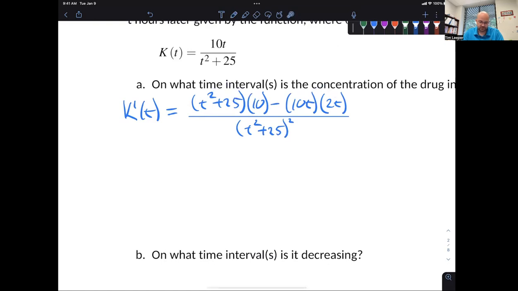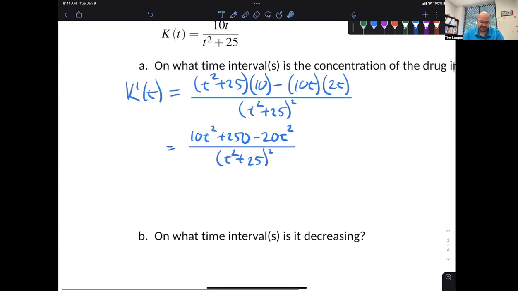Distribute the 10, distribute the 2t, and distribute the negative with it. And so that's going to give you 10t squared plus 250, and then minus 20t squared, all over t squared plus 25, all squared. Now notice that 10t squared minus 20t squared is negative 10t squared. So that's negative 10t squared plus 250, and then all over the t squared plus 25 squared. Good. So that's k prime of t.